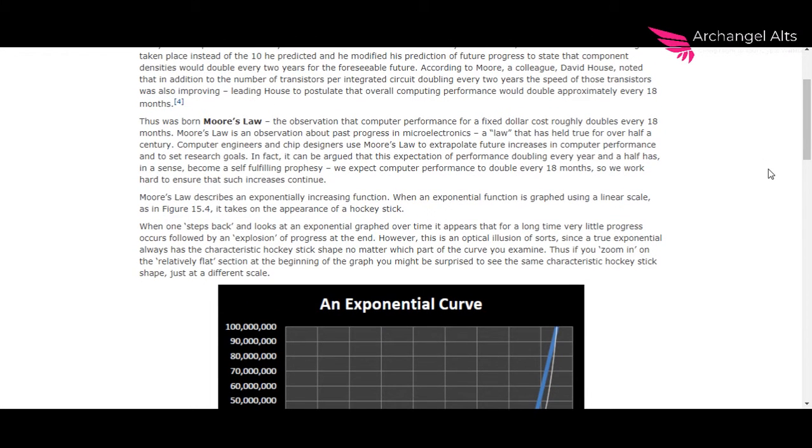So Moore's law is the observation that computer performance for fixed dollar cost roughly doubles every 18 months. Moore's law is an observation about past progress in microelectronics, a law that has held true for over half a century. Now, notice how we're talking about computer performance for a fixed dollar. As we advance into this, we're adding variables. We're adding how many of these can I fit on here? How much processing power do we get from the transistors that we're fitting on here? And how much does it cost to do so? And all of these things are factoring in, and wouldn't you know it, it's staying on that same time code.